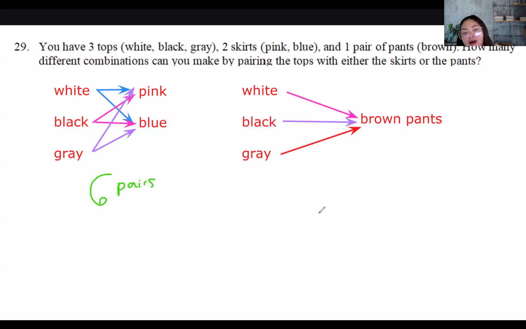Okay? Now, how many pairs altogether? You just add them. Oops, my handwriting is bad. And if you add them, that would give you 9 different combinations.